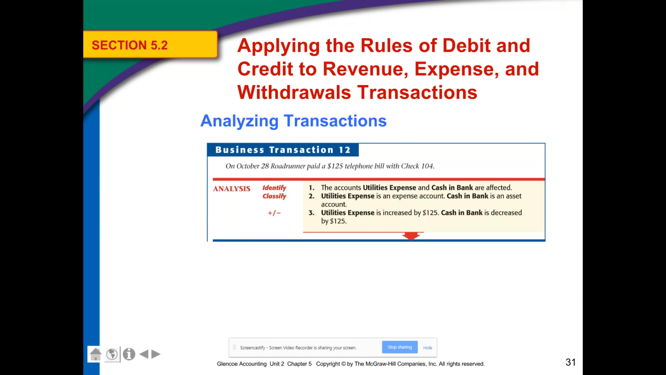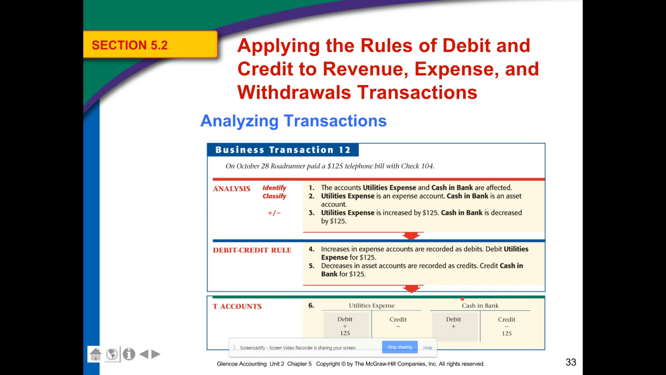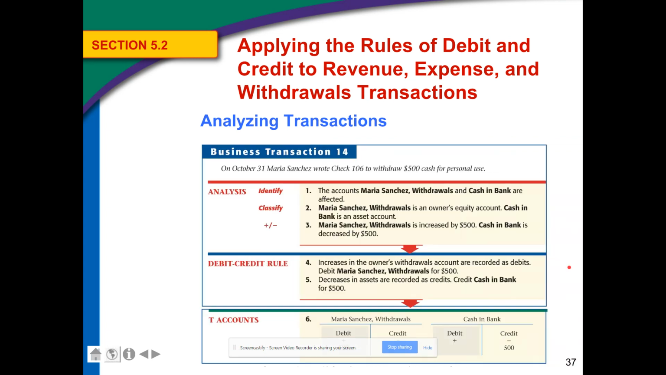This is another expense, cash and bank, an expense. I'm going to increase my expense, decrease my cash and bank. So I credit cash and bank. I'm going to debit expense, my T accounts. I'm actually going to skip over this one. I want to show you a withdrawal.